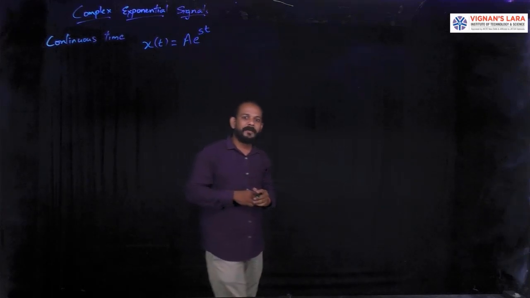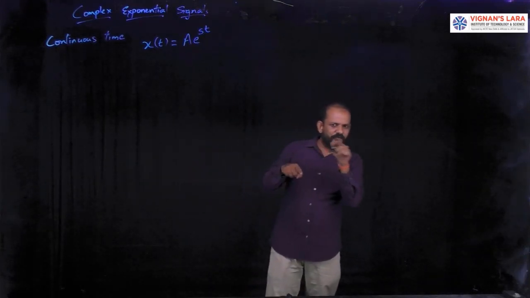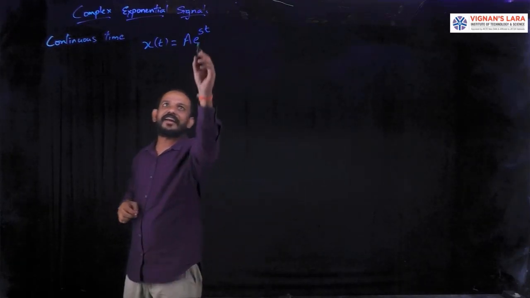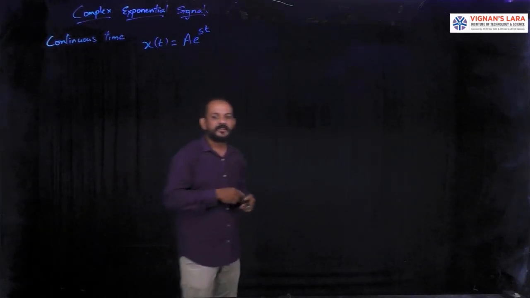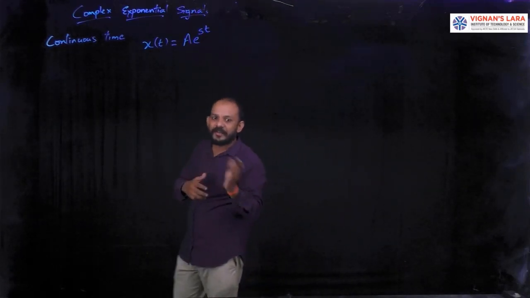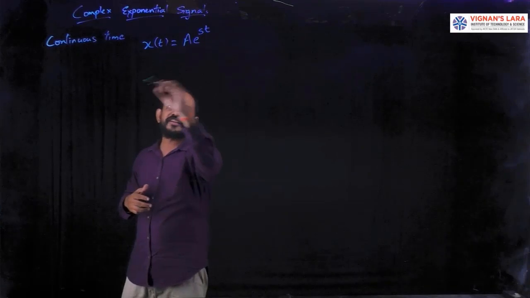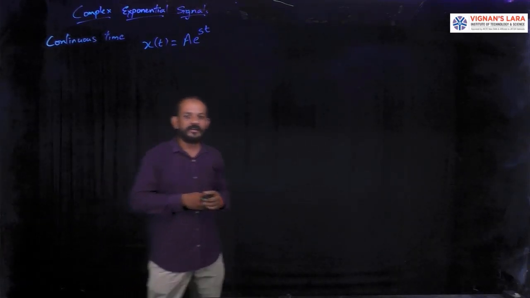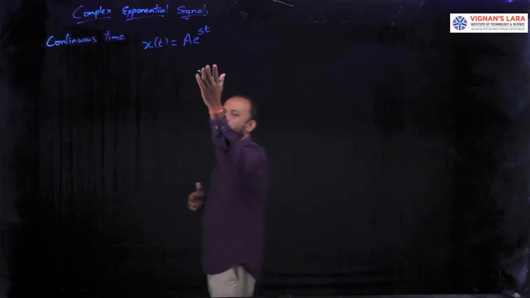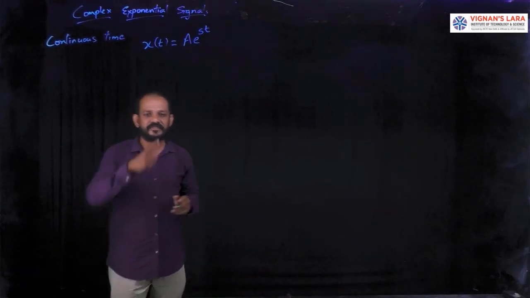Here we have written e power st, so I only replaced alpha with s. There alpha is a real number, here s is a complex one. A complex number is a combination of both real and imaginary. That is the only change. As there is a term s which is complex, this is a complex exponential signal.